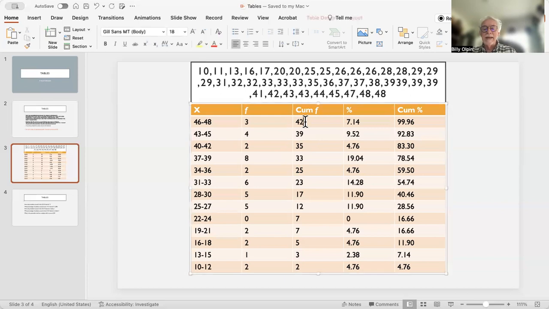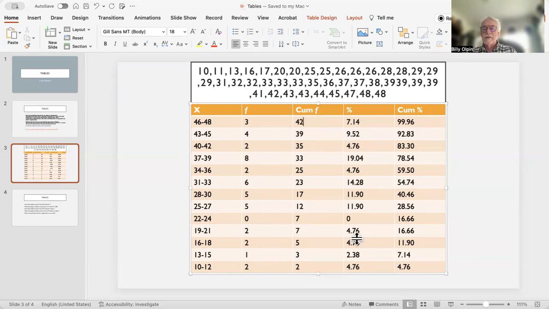And when I get here, this number should equal the number of scores I started with in the beginning. This is your next checkpoint. If this doesn't add up, like in this case, if this didn't add up to 42, I made a mistake somewhere. And I've got to start backtracking and find my mistake until this is right and it adds up to that 42.